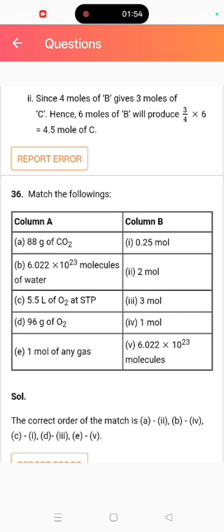Then 5.6 liter of O2 at standard temperature and pressure, STP, C is 1, that is 0.25 mole. 96 gram of oxygen. The mass of one oxygen molecule is 32, so 96 by 32, that is 3 mole. D is 3. Then 1 mole of any gas contains Avogadro number of particles, that is 6.022 into 10 raised to 23 molecules.